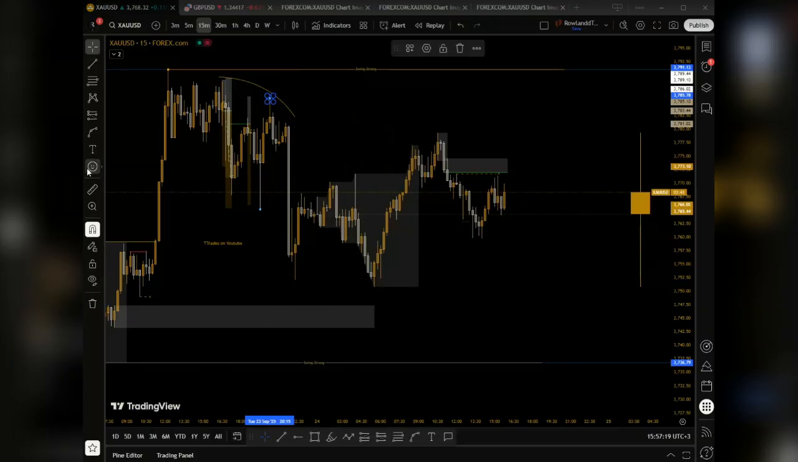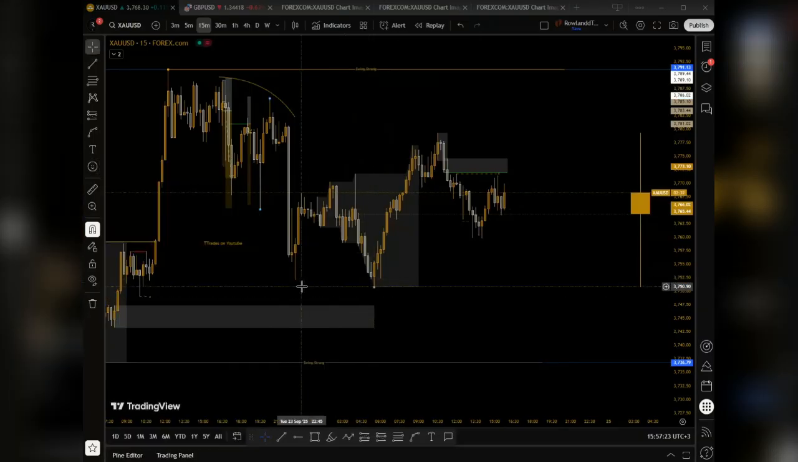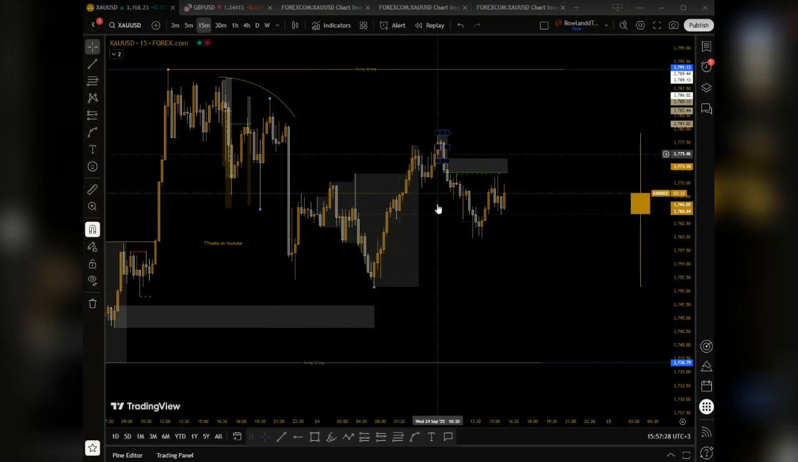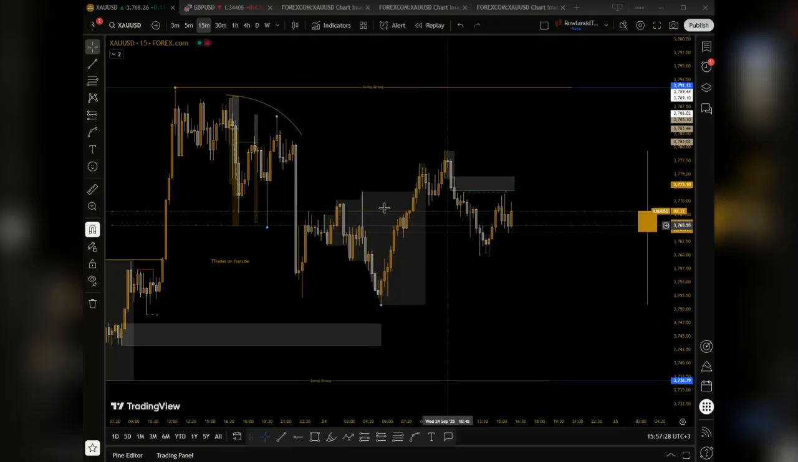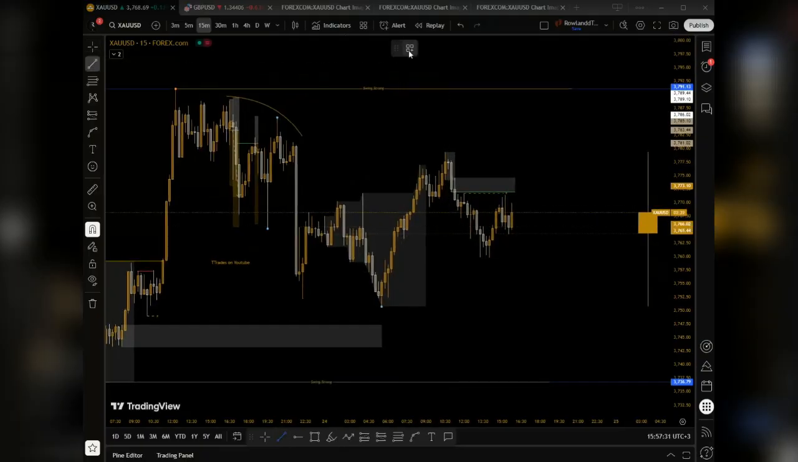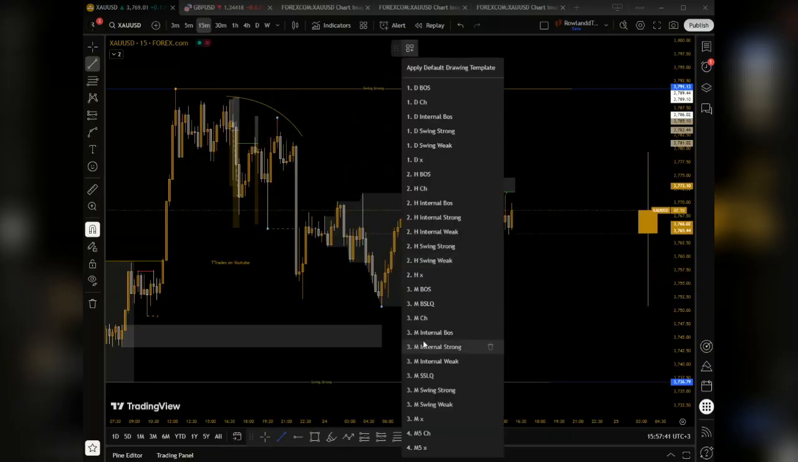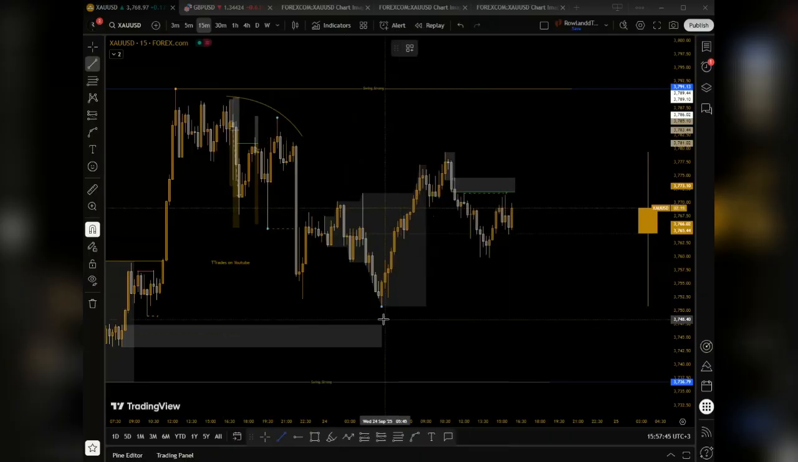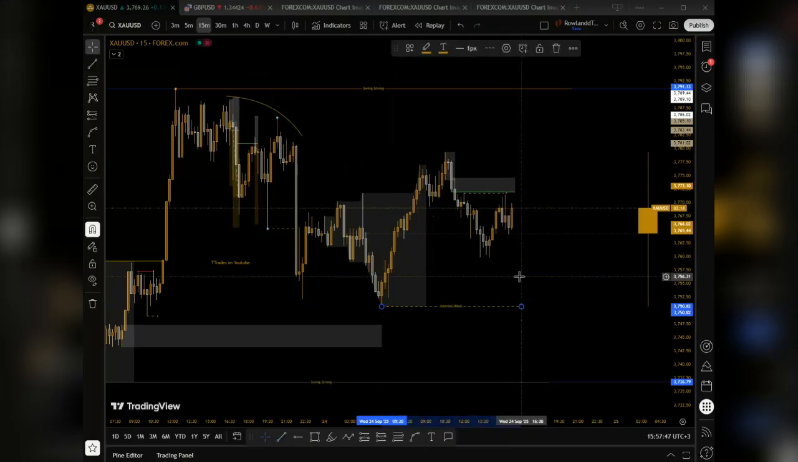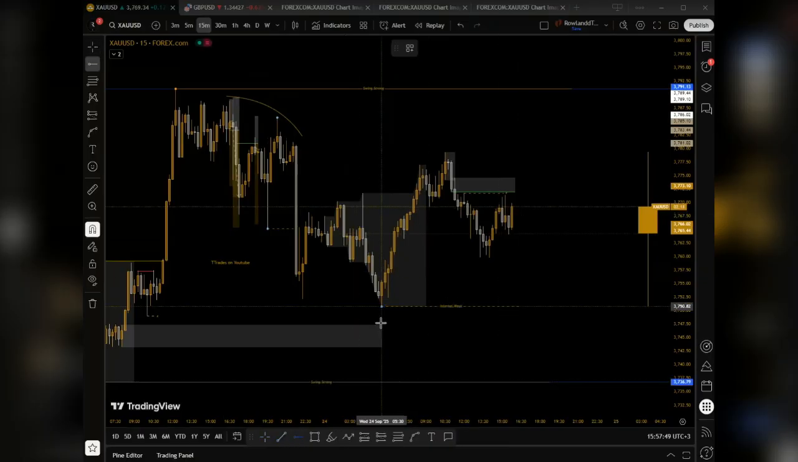As for my weak internal low, I'll use this low down here after the sweep, because it's the low that delivered the internal pullback. Now, a bearish internal breakout structure. I believe all of you know at this point that internal structure simply exists to show us the beginning or ending of a swing pullback. So this is my weak internal low, which also happens to be my Asian low.